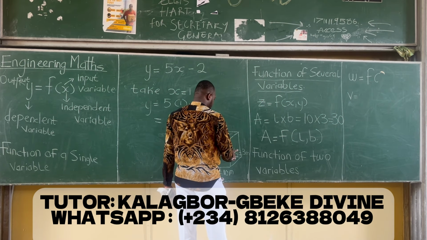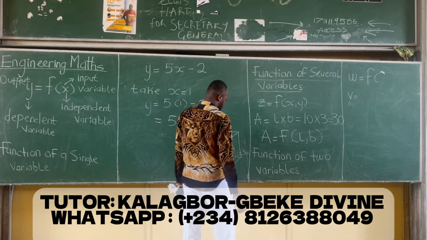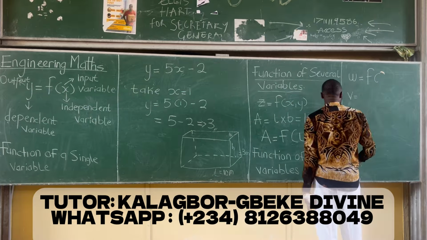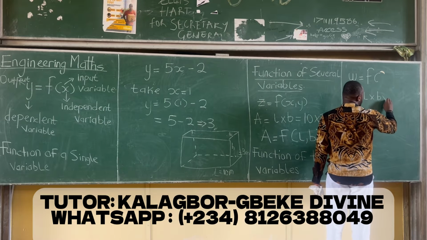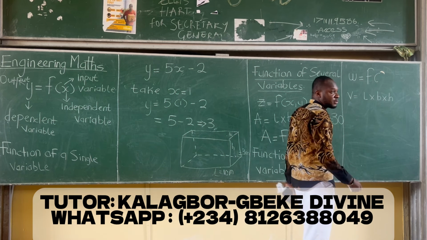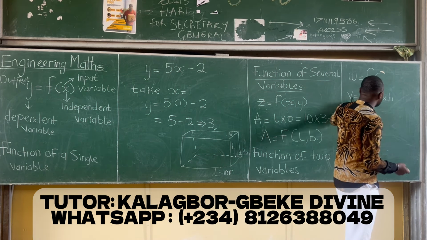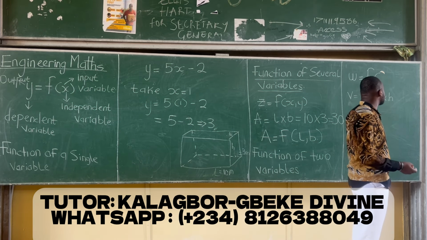Then let's say this is the breadth, and let's say this is the height. So we can say our volume will be the what? Length times what? Breadth times what? Height. Breadth is still the same thing as width. I'm sure you are aware of that. So we say the volume is equal to length times breadth times height.